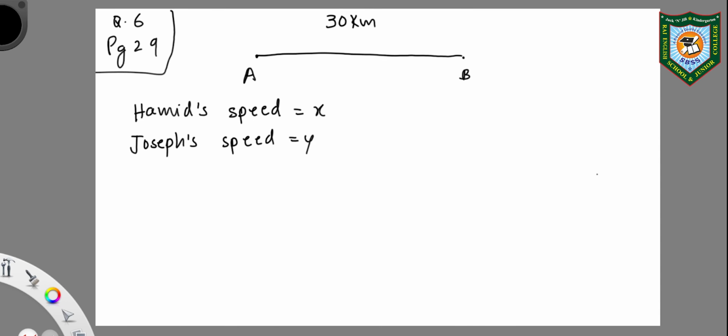Now, before we started the equation, there's one more thing that you need to make sure. Hamid's speed here has to be mentioned with the SI unit. I forgot to point this out or write this down. You need to always write this. Hamid's speed is x kilometers per hour and Joseph's speed is y kilometers per hour.